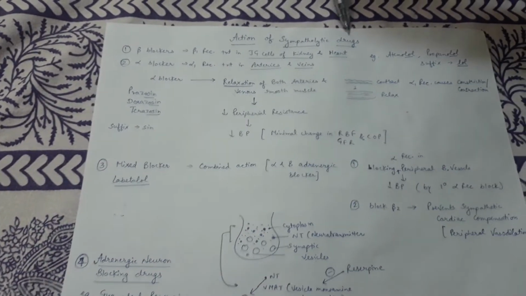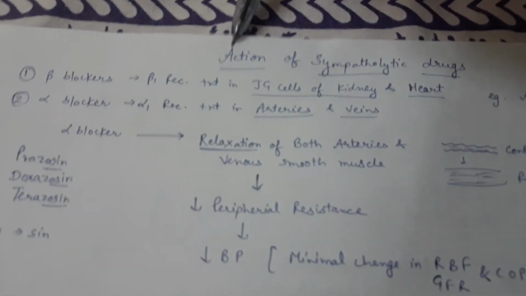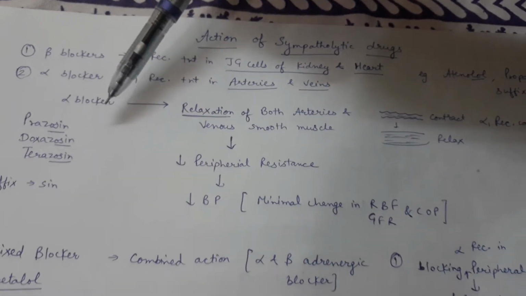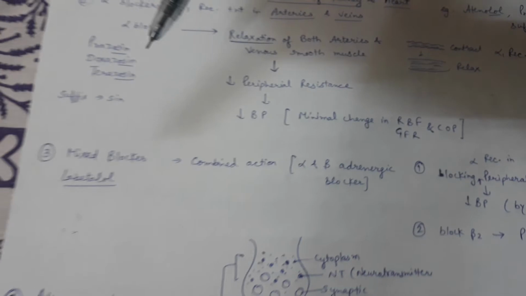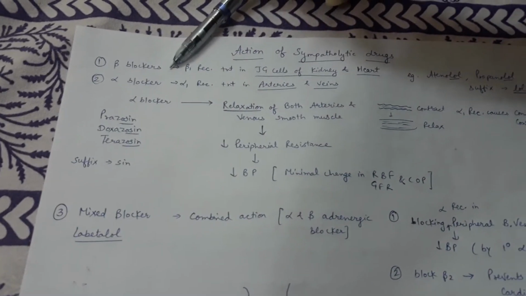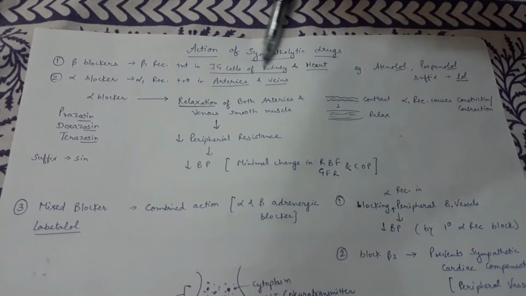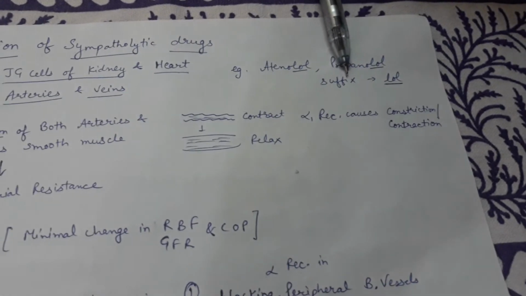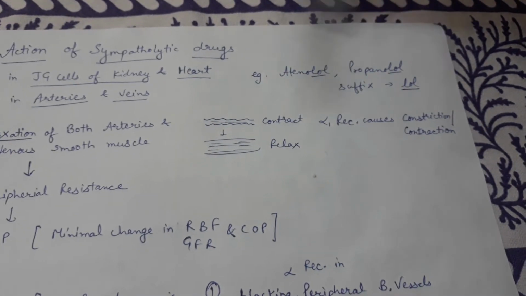The action of sympatholytic drugs: we discussed in the classification that there are many classes: beta blockers, alpha blockers, mixed blockers, adrenergic neuron blocking drugs, and centrally acting drugs. We have discussed that beta blockers act on the beta 1 receptor present in the JG cells of the kidney and the heart, and examples are atenolol and propranolol, and I have told that the suffix is lol.